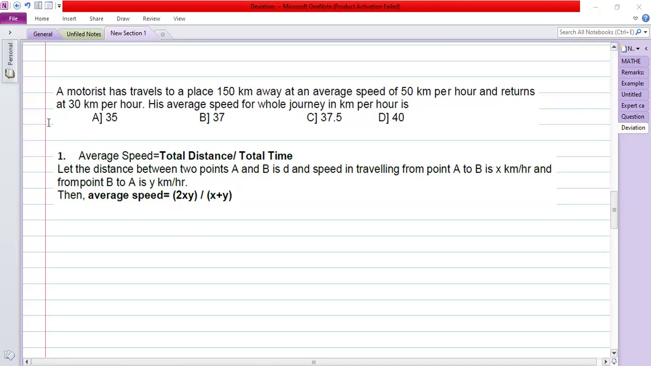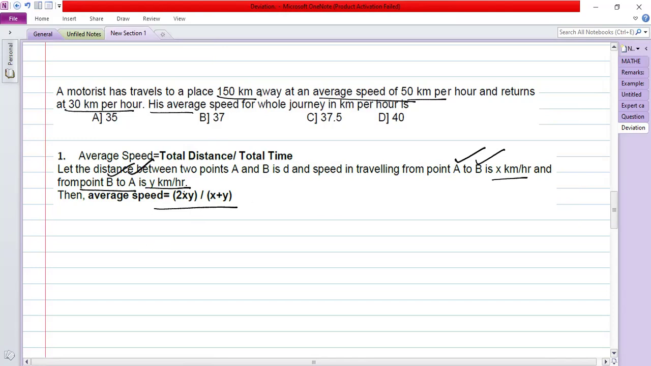So this is another type of question in average. A motorist has to travel to a place 150 kilometer away at an average speed of 50 kilometer per hour and returns at 30 kilometer per hour. What will be his average speed for the whole journey? The formula is 2xy upon x plus y, where x is the speed from A to B, and y is the speed from B to A.